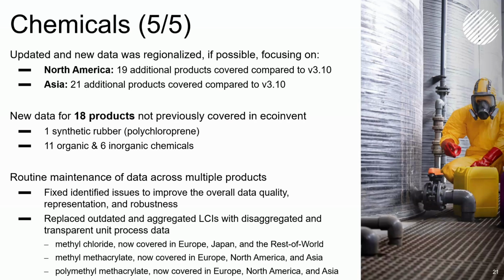We have also replaced previously aggregated data, which were used for methyl chloride, methyl methacrylate, and polymethyl methacrylate. This data has been replaced with disaggregated unit process data so that the inputs are now linked to other ecoinvent processes, which was not the case before. So in this case, we have increased the transparency, but also the traceability of impacts for the supply chains of these compounds. So that's it for the chemical sector.